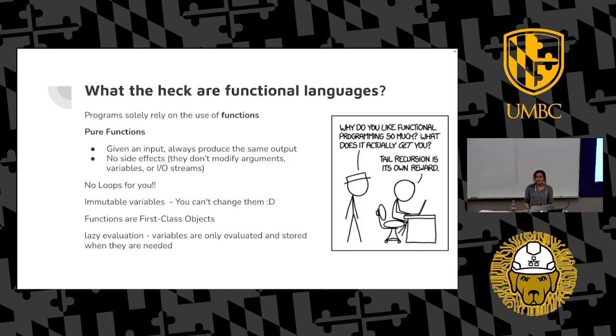And there's also lazy evaluation. So variables tend to only be evaluated and stored if they are needed. So if I have a function that my program doesn't use, it's not going to do any of that with that function. It's only going to do that with the functions that we use.